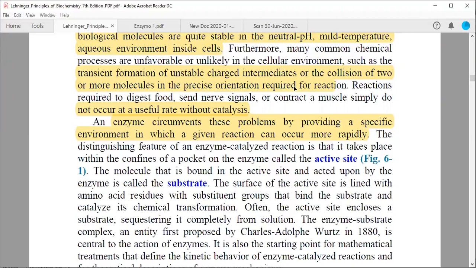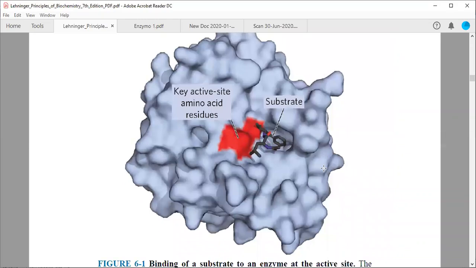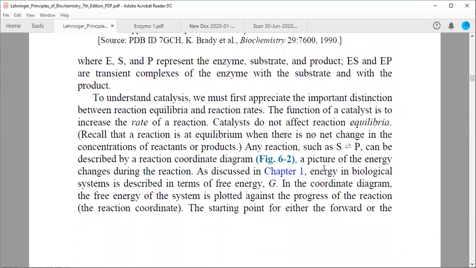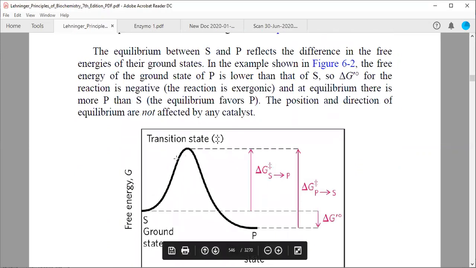The enzyme will enhance the rate of reaction in two ways. What are these two ways? First of all, they will hold the substrate molecules and let them collide in a specific, precise orientation so that they can lead to the formation of products. Also, they will decrease the activation energy of the reaction, so that more and more substrate can be converted into the product.